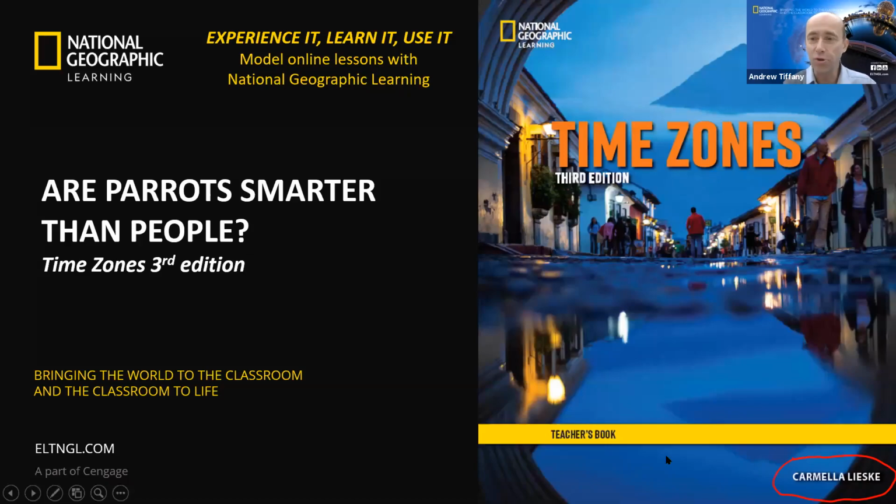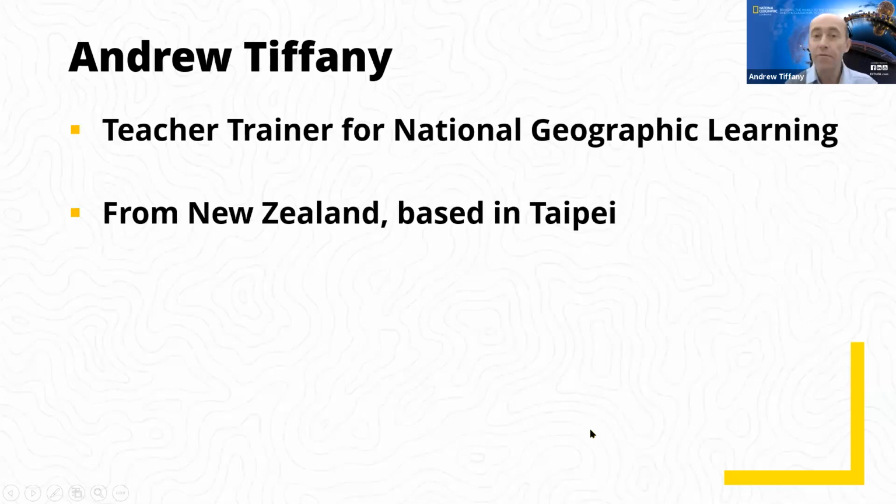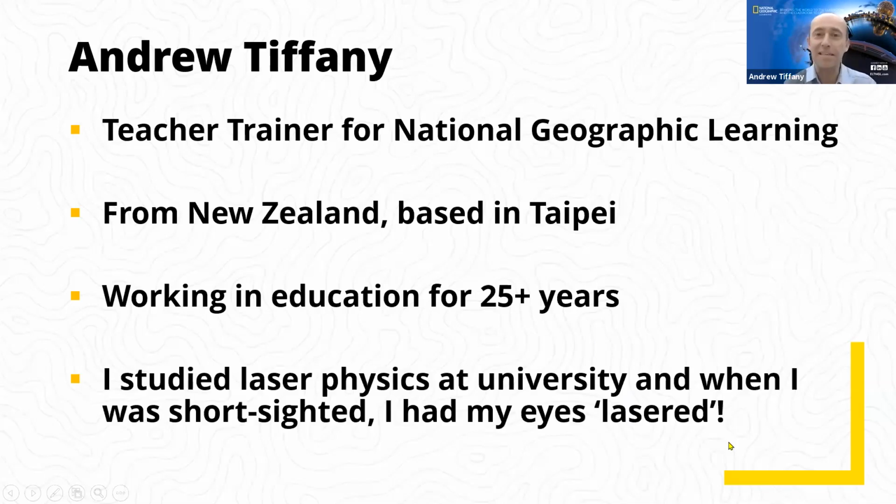Just for those of you who don't know me, I know quite a few of you do. I'm recognizing a lot of names, but my name is Andrew. I'm a teacher trainer here at National Geographic Learning. I'm from New Zealand originally, based here in Taipei City. I've been working in education for a long time, as you can tell. Not much hair left. It's going gray, what is left. And just a little fun fact about me, I studied laser physics at university. And then when I got short-sighted, I had my eyes lasered as well. So I studied the theory and the practical applications of laser use and got my eyes lasered. Unfortunately, now I'm getting a little older, I need to start getting glasses again, I think. But anyway, a little bit of fun for the morning.